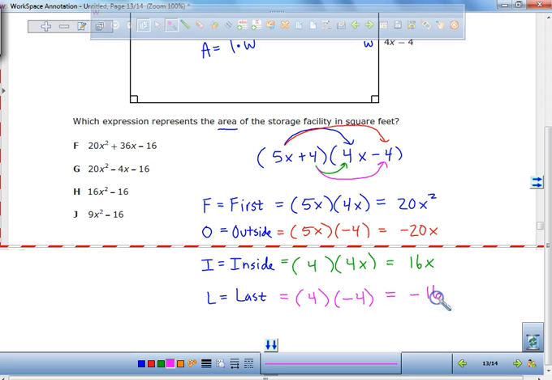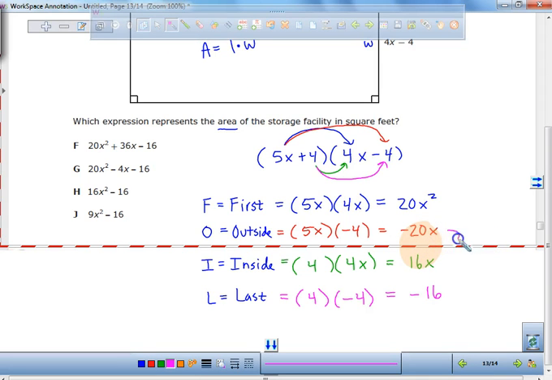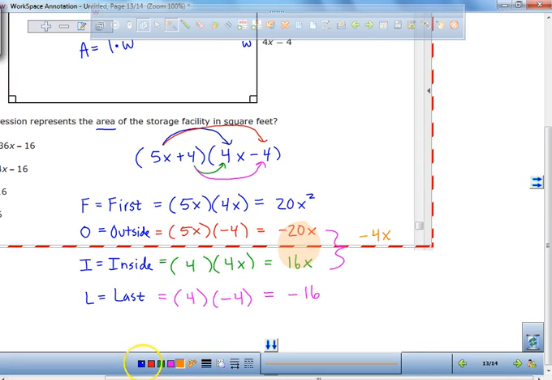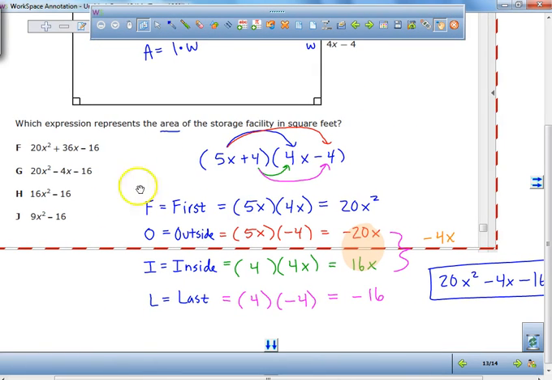Negative 16. Now, what are the only things, or like terms, that can be combined? The only thing that we combine together is a negative 20x and a 16x. So what does that give us when we add those together? It gives us a negative 4x. So what is our final answer? 20x squared minus 4x minus 16. Okay? And that's our final answer, which is answer choice G.